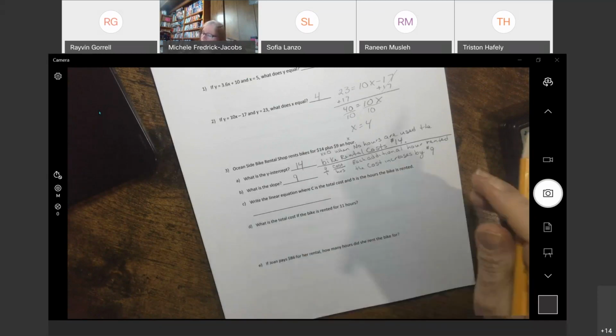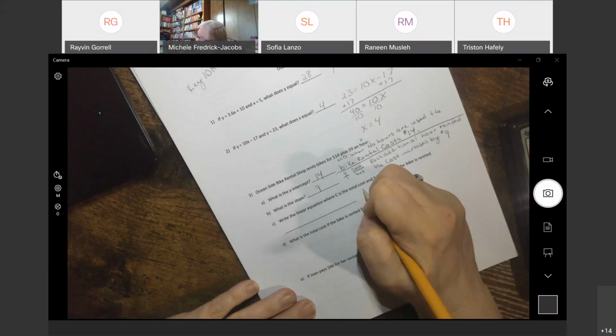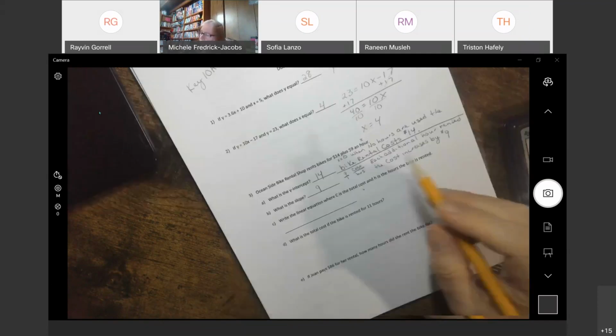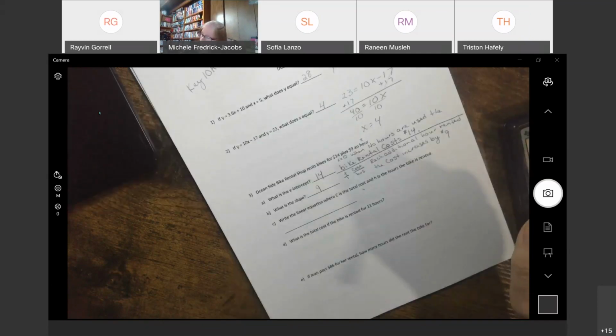The equation. Before we start C, I just wanted to know, because I'll get confused on this in the homework probably. When it says total cost, does that just mean 14 or is it including 14 plus 9? It would be both, right? Okay, so it would be this plus this equals C.